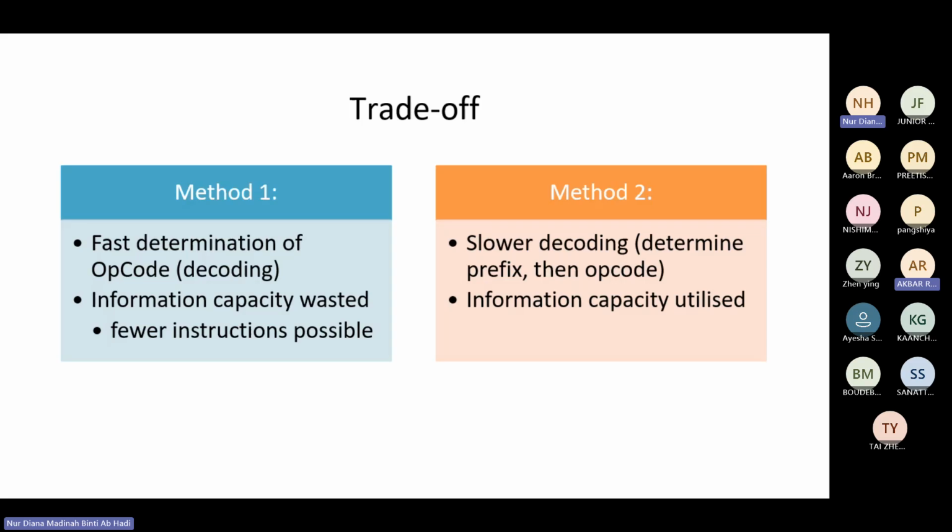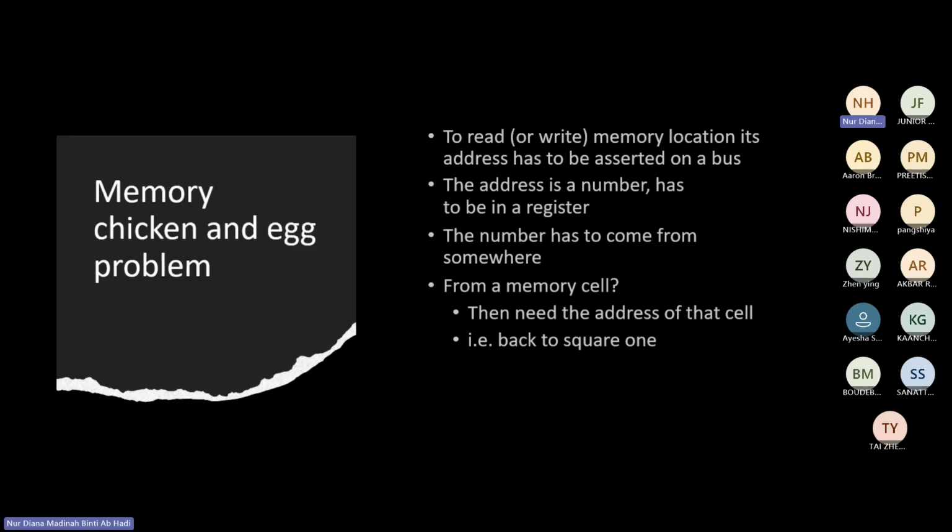Okay, no questions, so let's jump straight in. We have 2 methods. Method 1 gives fast determination of your output, which is your decoding, but information capacity is wasted and fewer instructions are possible. For method 2, decoding is slower, where you are required to determine your prefix, and only then can you identify your opcode. So information capacity will be utilized.